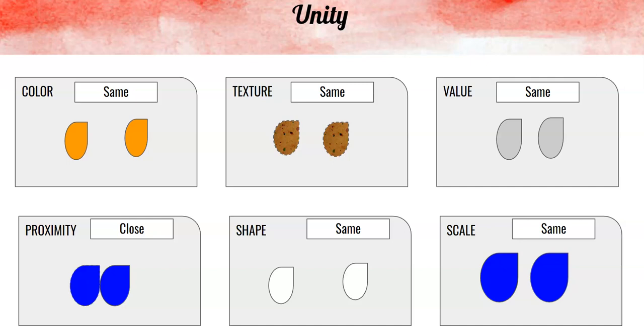Okay, at this point, now you know which ones you want to put where. You can glue all of those down onto your paper, and you should be all set for our rhythm and unity notes.